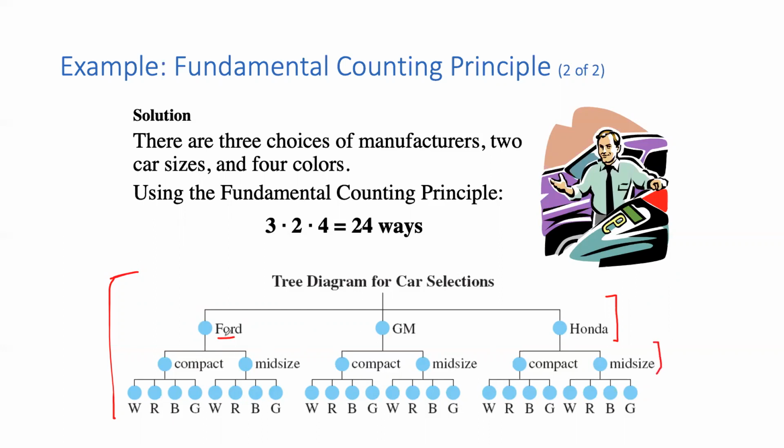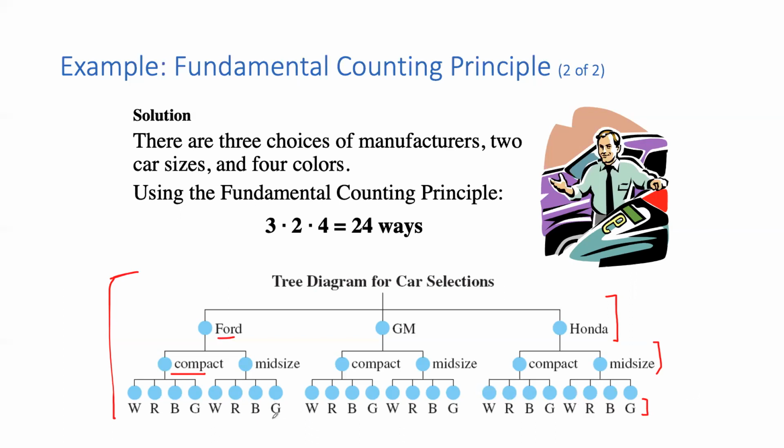Once I've decided that maybe I want a Ford compact car, then I have a color choice to be made. Once I've completed these two choices, I could choose one of four different colors: a white car, a red car, a blue car, or a green car. Similarly, if I land on a Ford midsize, I have four different color options and so on. If you count up all these different outcomes, there are 24 different ways, 24 different terminal branches to this tree.